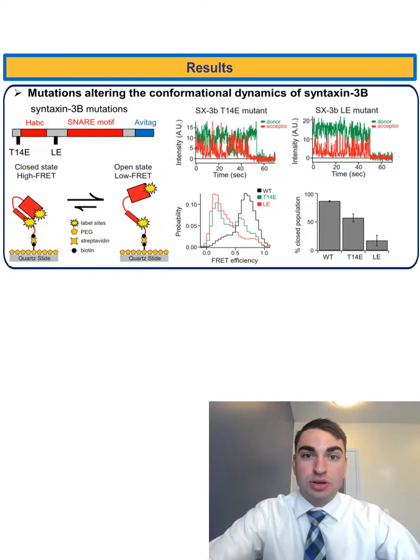Then we monitored the effect of the phosphomimetic mutation and the LE mutation. The example traces show us that it has low FRET efficiency since the red is lower than the green. The FRET efficiency histogram shows that there's a shift towards a more open conformation being adopted. This is quantified by the bar graph of the closed percent population.